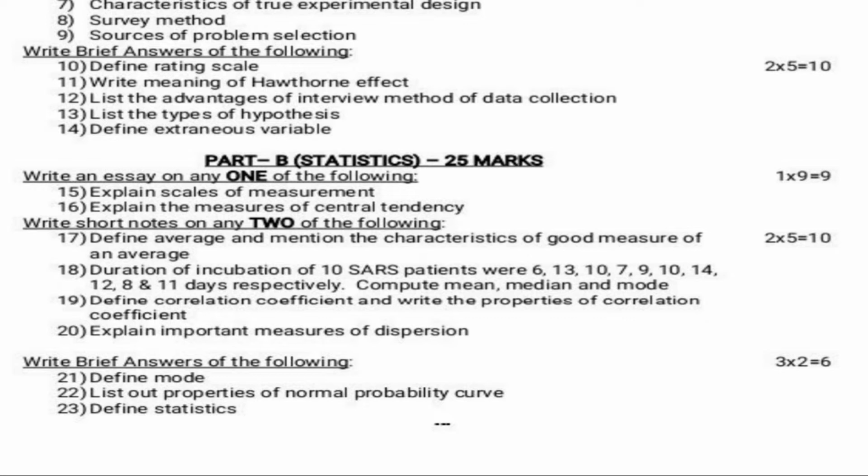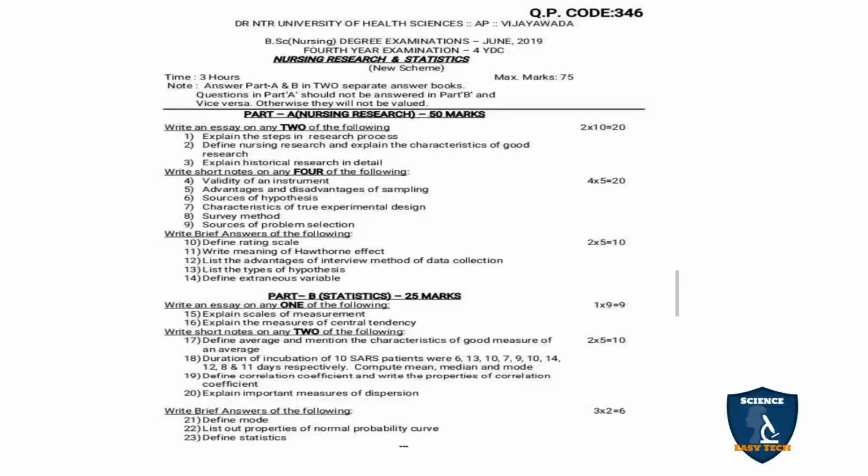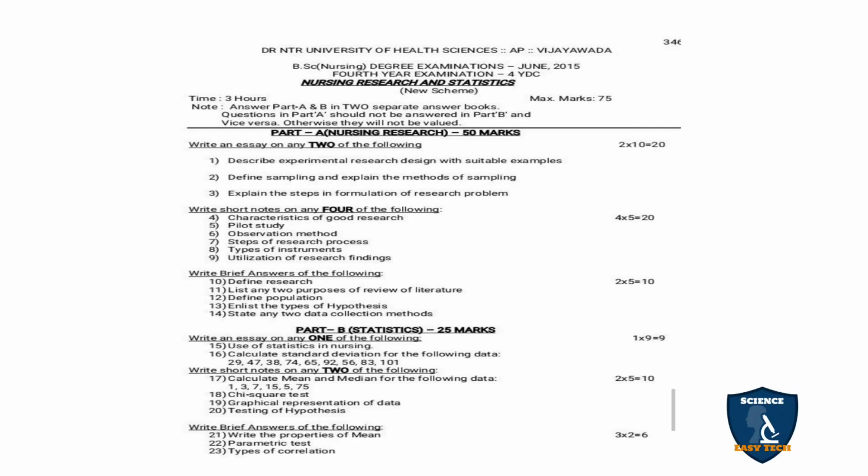19th question, define correlation coefficient and write the properties of correlation coefficient. 20th question, explain important measures of dispersion. So next, moving on to brief answers. 21st question, define mode. 22nd question, list out properties of normal probability curve. 23rd question, define statistics. So this is June 2019 question paper.